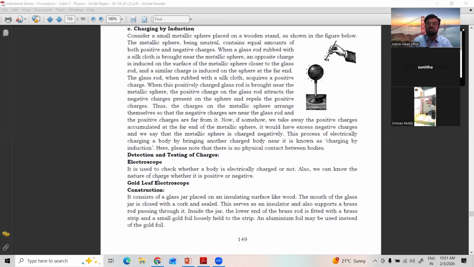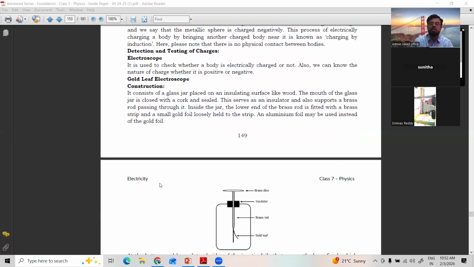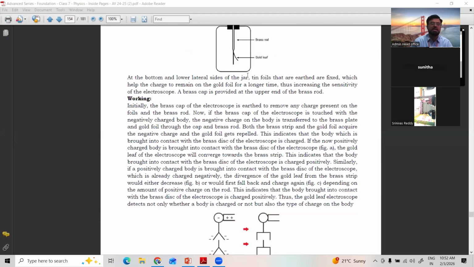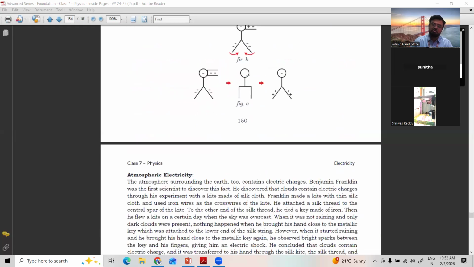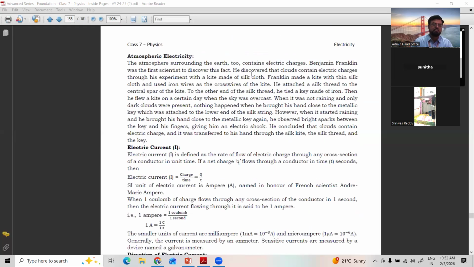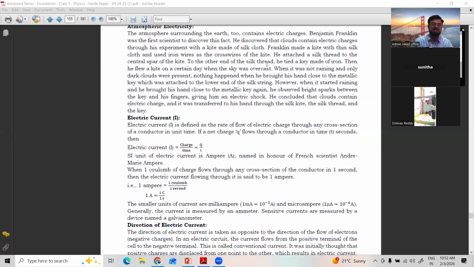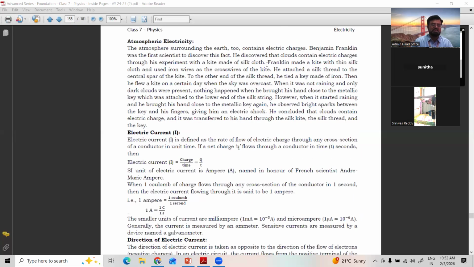Then how to detect the charge? Suppose you have one body. I have a pen with me, right? Whether the pen has charge or not. If charge is there, what kind of charge? How to test? We have seen the electroscope. The gold leaf electroscope, which we discussed in the last class, where we learned how to detect the presence of charge and the kind of charge. If charge is there, what kind is it? We discussed that in the last class.